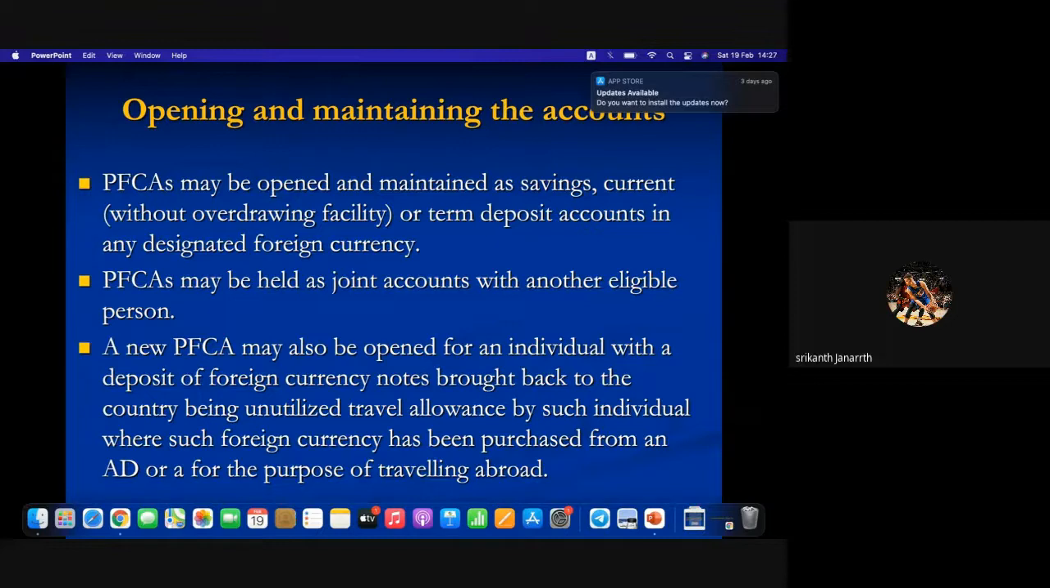So whatever foreign exchange you have taken, even out of a rupee account, by debiting a rupee account, you can deposit such balance amount to open a PFC account. That is a new change to the regulation under the new act.